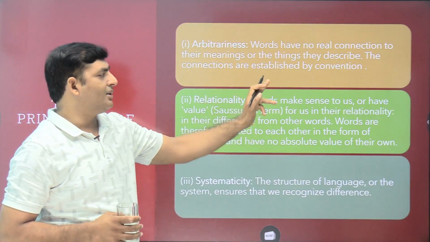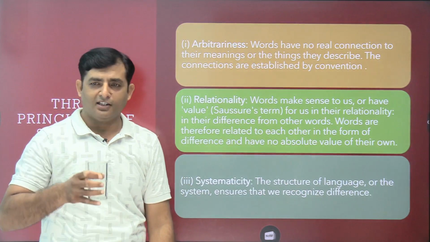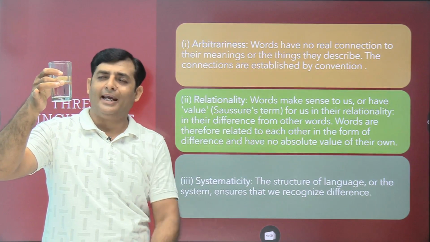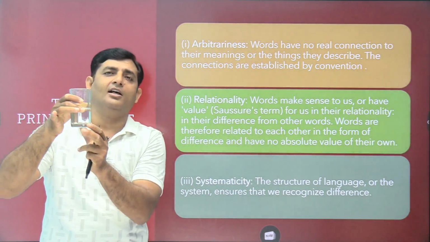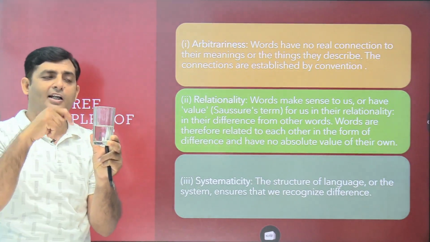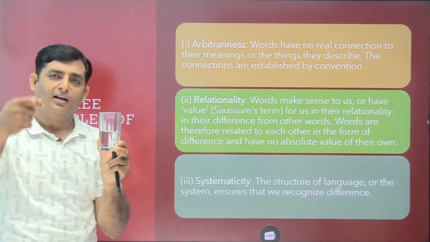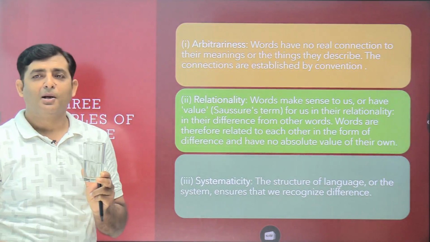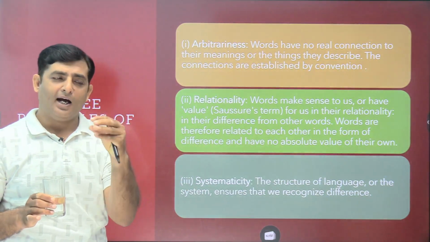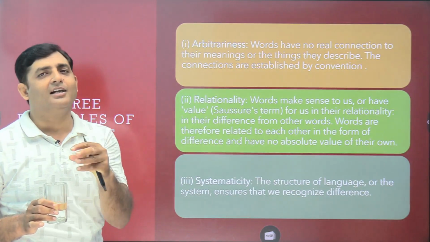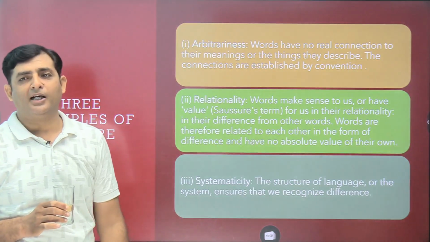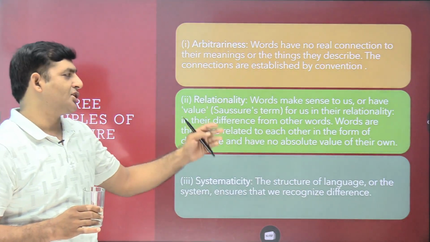The connection is established by convention. This is a glass, and the word glass doesn't have anything to do with this glass. This is glass because of convention only. Had our forefathers called it a bottle, today I would have called it a bottle. But by convention it is a glass, so it will remain glass. There is no relationship between the word glass and this glass. This is called arbitrariness.